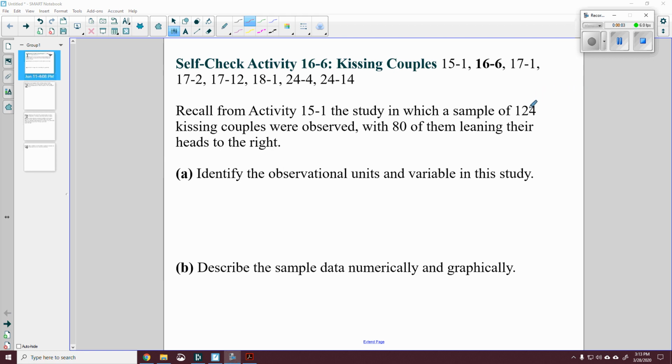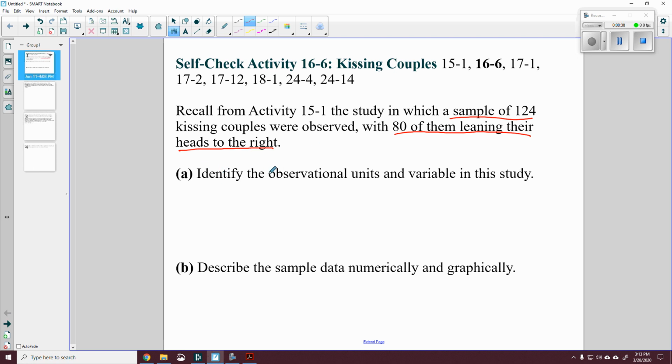So this is a video to help us understand confidence intervals. We had a study in an earlier activity in which we had a sample of 124 kissing couples, and 80 of them leaned their heads to the right. So we're going to try and figure out a confidence interval relating to kissing couples in the population and which way they lean their heads, whether they lean to the right or to the left.